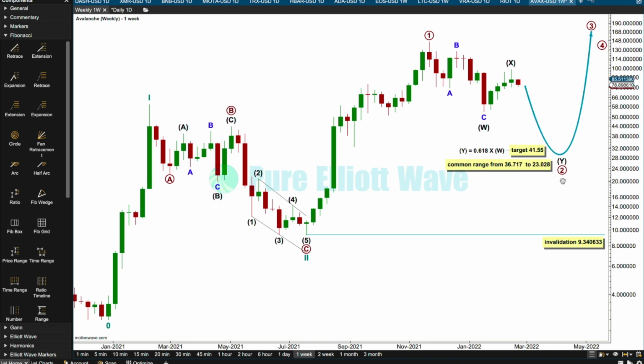I tried 0.382, 0.236, they wouldn't take Y below W, so here's the next Fibonacci ratio, and here's my target, but it may not be low enough. Primary 2 would most likely end within a range from 80 to 90% the length of primary wave 1. So that's the conclusion from the Elliott wave analysis.